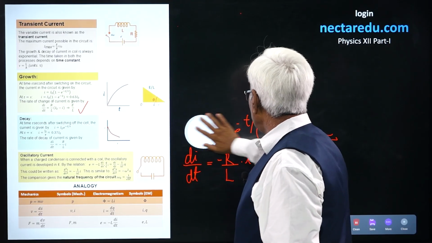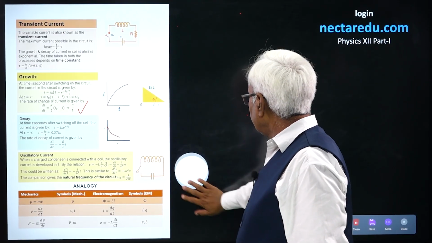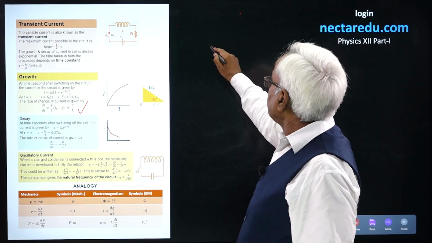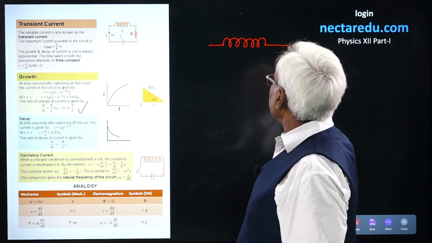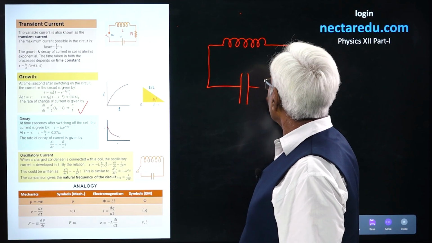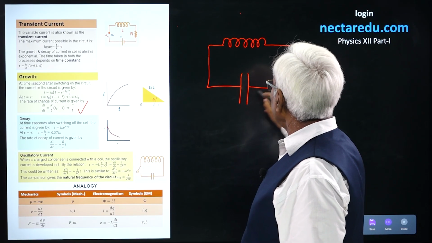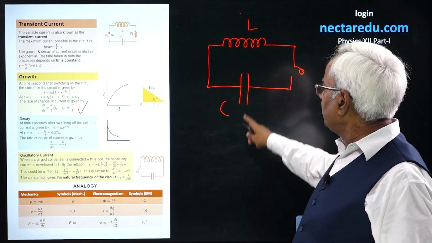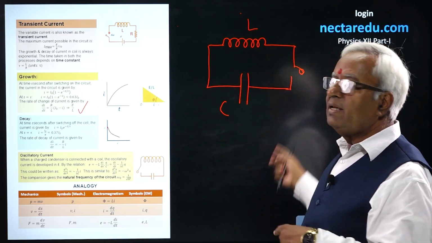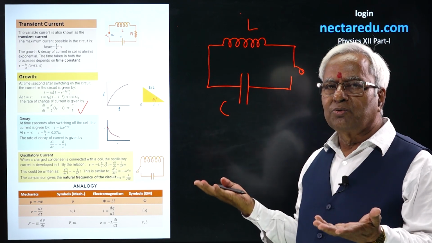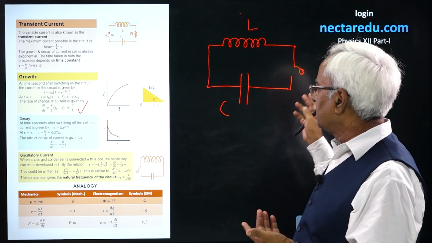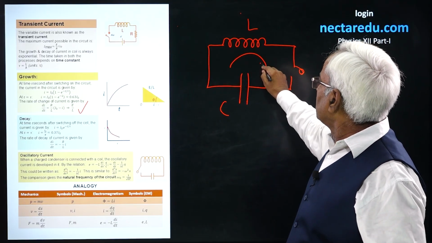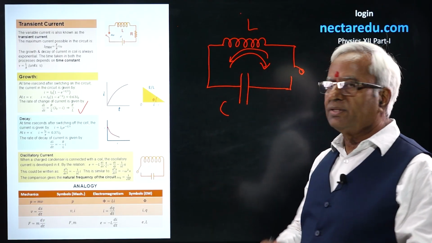The two currents I told you, increasing and decreasing current, after switching on and after switching off. Oscillatory current means you have a charged condenser, you connect it with a coil, the condenser was initially charged. The condenser will get discharged through the coil, and as soon as it is about to be discharged completely, it will start getting charged because of induction, and the whole process will continue, because it is the nature of the coil.